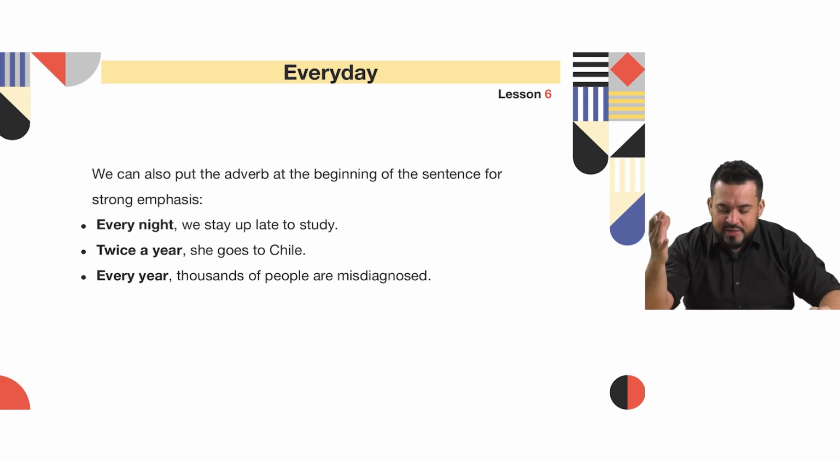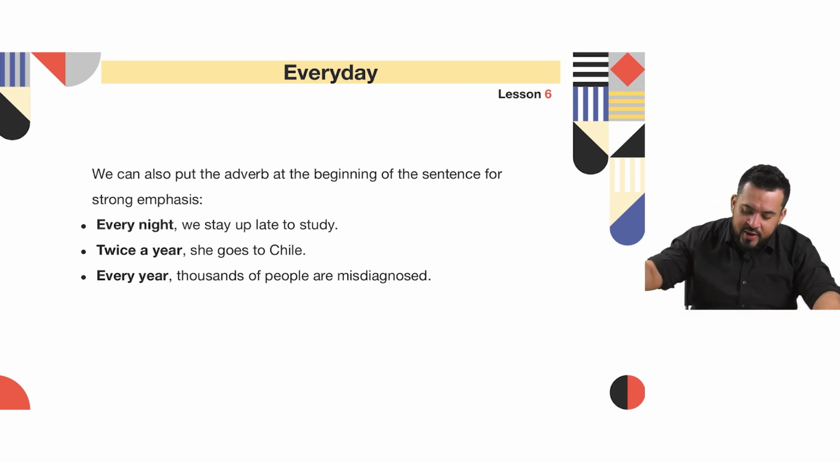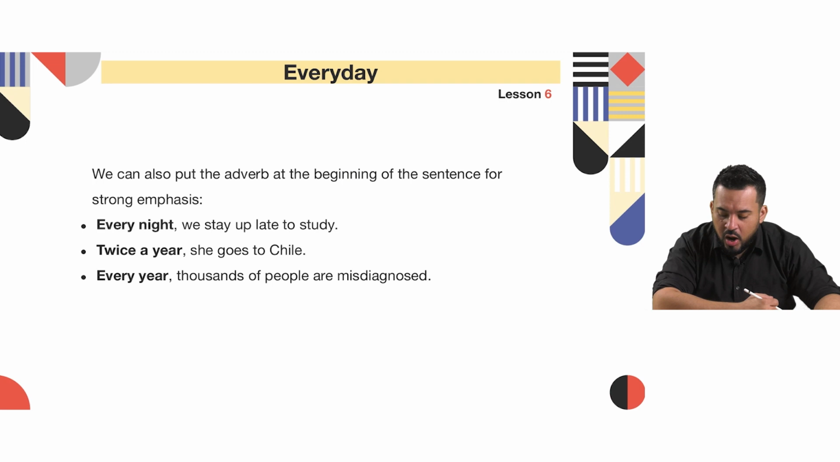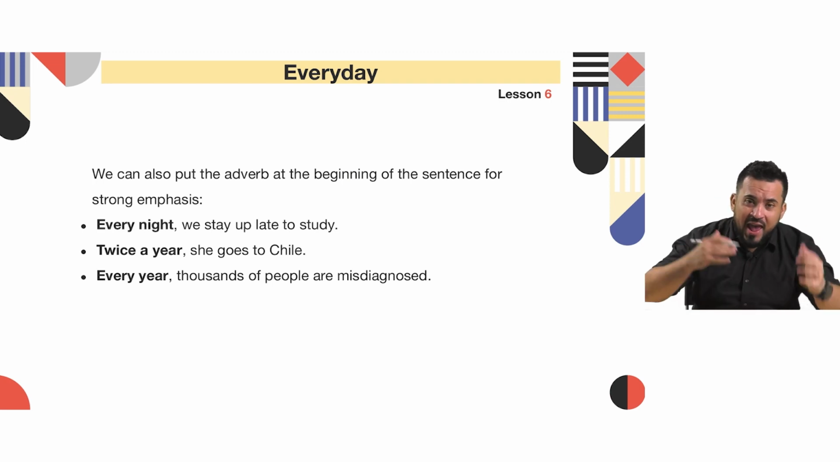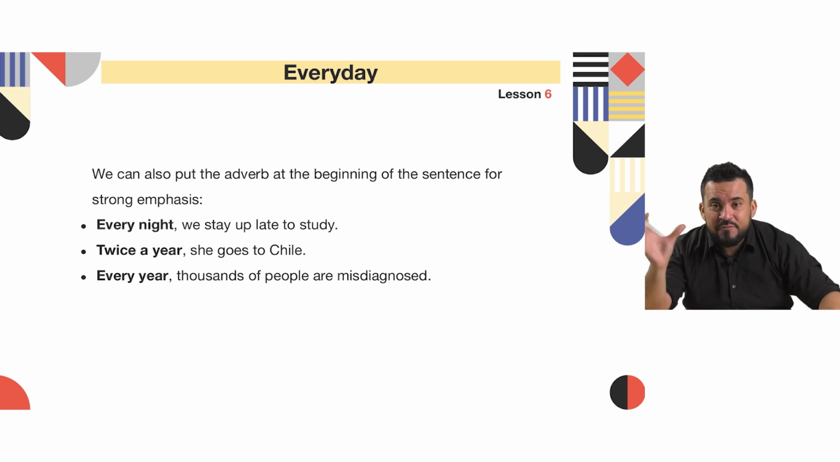Okay, so here we say, every night I stay up and study. Or twice a year she goes to Chile. Twice a year. Every year, thousands of people are misdiagnosed. So we use it at the beginning of the sentence for emphasis.